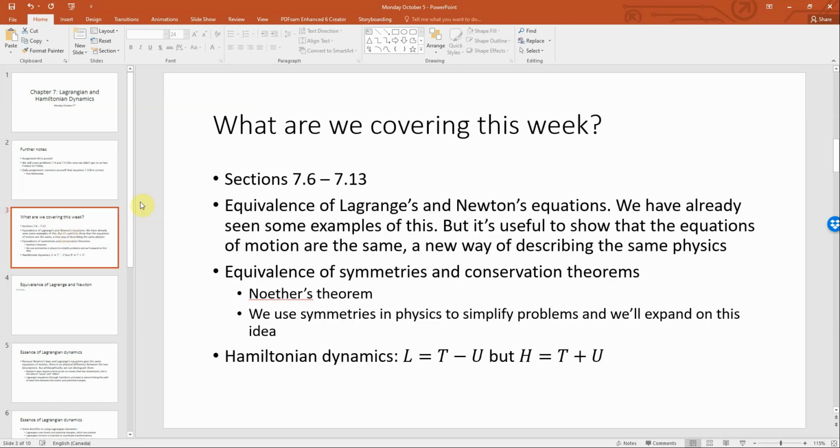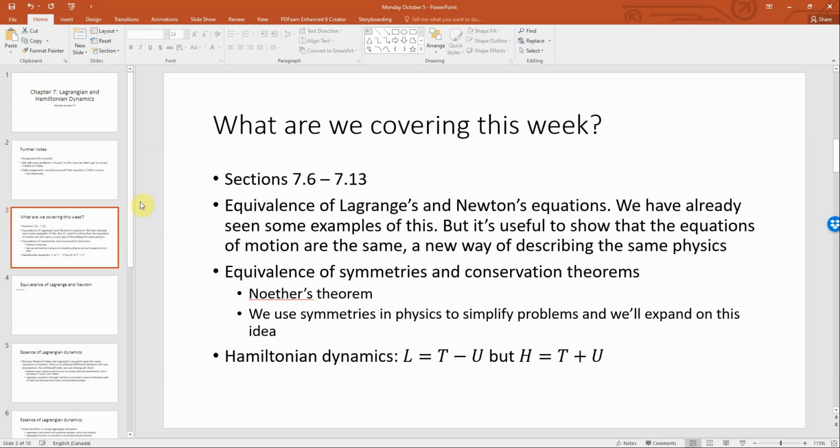So what are we covering this week? We'll be covering sections 7.6 to 7.13 in your textbook. That will be covering the equivalence of Lagrange's and Newton's equations. So we've already shown that there are some instances of this, such as simple harmonic motion, or we had it for a free particle. But we're going to do this another way just to convince you that the formulation that we have for Lagrange's equations is formally equivalent to Newton's equations. Okay, so we get the same equations of motion, therefore the physics must be the same.